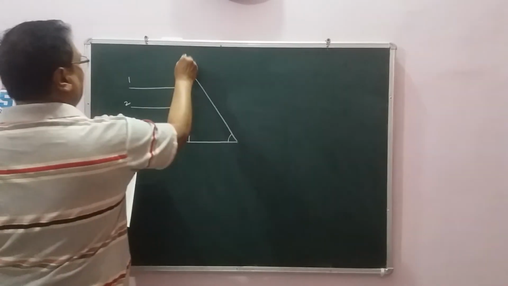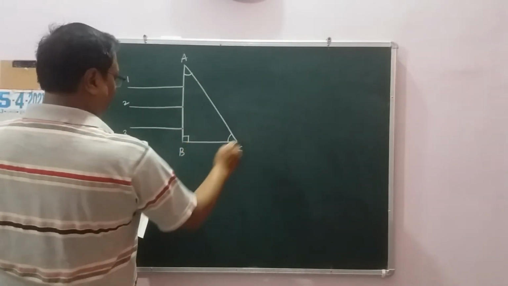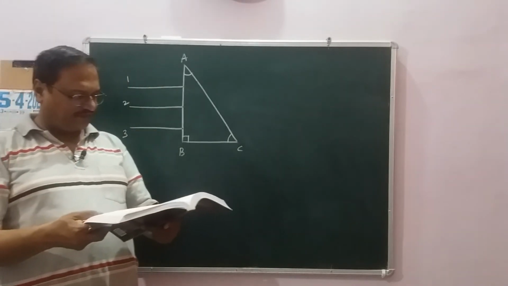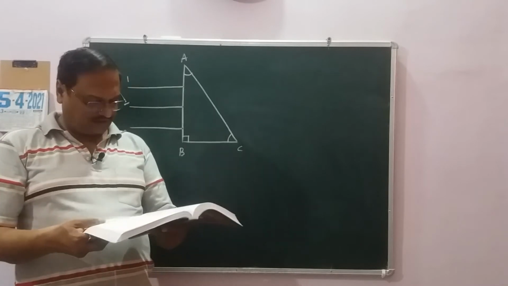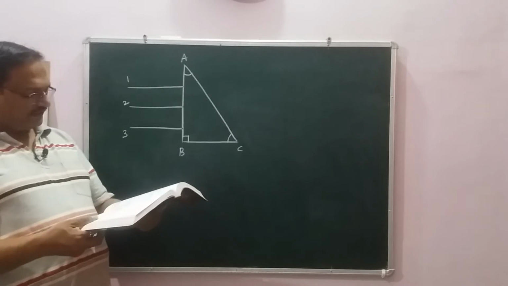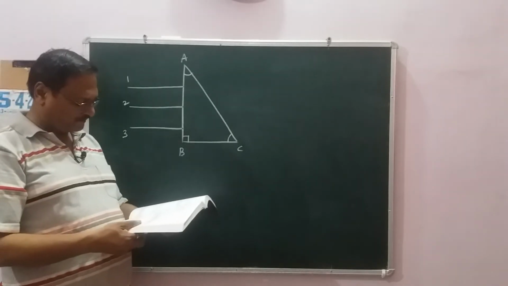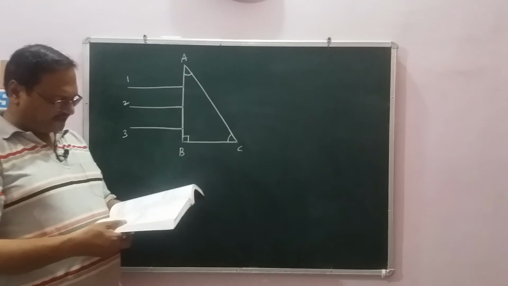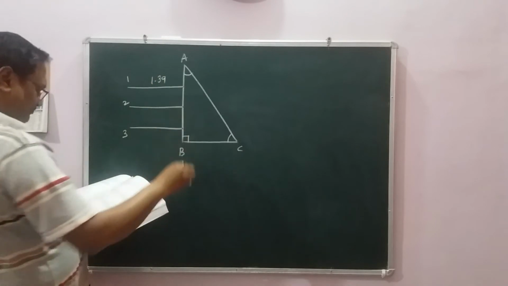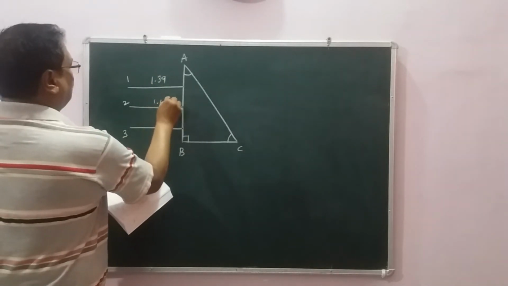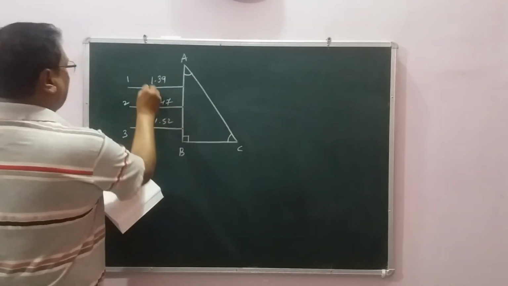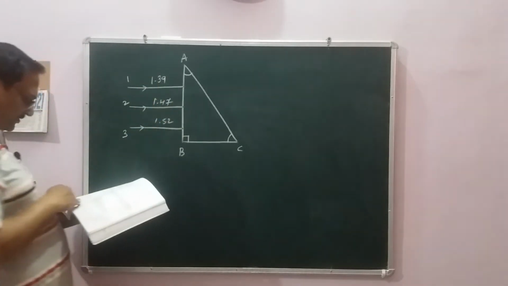And this is a triangle A, B, and C. Let me read the problem. Three rays 1, 2, 3 of different colors fall normally on one of the sides of an isosceles right-angled prism as shown. The refractive index of the prism for the three rays are different because the colors are different, so the refractive index also will be different. The three values given are 1.39, 1.47, and 1.52.